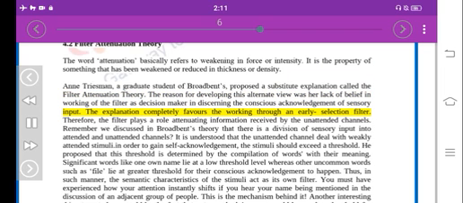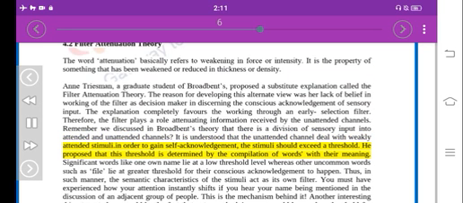The explanation completely favors working through an early selection filter. Therefore, the filter plays a role in attenuating information received by the unattended channels. Remember, we discussed in Broadbent's theory that there is a division of sensory input into attended and unattended channels. It is understood that the unattended channel deals with weakly attended stimuli. In order to gain self-acknowledgement, the stimuli should exceed a threshold.